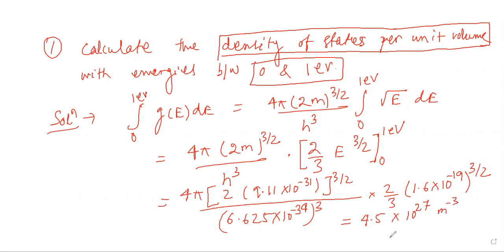Or else, if you want to write it per centimeter cube, then you can write it as 4.5 into 10 to the power 21 states per centimeter cube. So 4.5 into 10 to the power 21 electronic states will be there in this range of 0 to 1 electron volt, per unit volume. So this is what we can calculate. Fine, so let us now move to the second question.